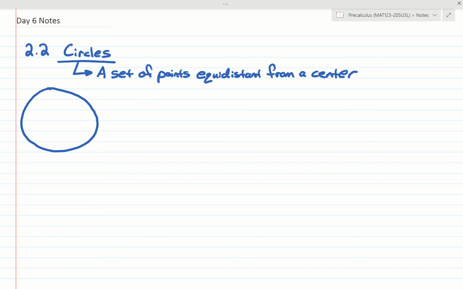Here's a not so good circle. We have a center here. The center we use the coordinates h, k for. And any coordinate on the circumference we'll use x, y. And the distance that's the same, the equidistant, is called the radius.